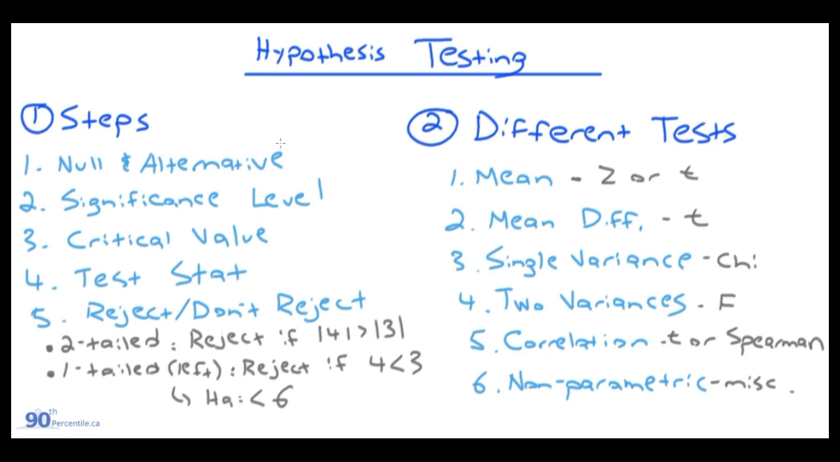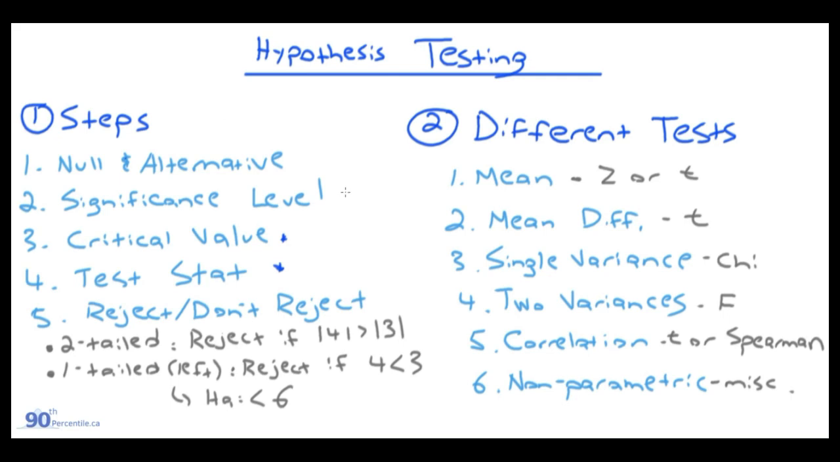So these steps are always the same, regardless of what different type of test you're using on the right-hand side here. There's some small differences in step 3 and 4 here, but we'll get to that in a second. First step, always, is to state your null and alternative hypotheses. So you're testing the null, and you are either going to reject or not reject the null hypothesis in exchange for an alternative hypothesis.